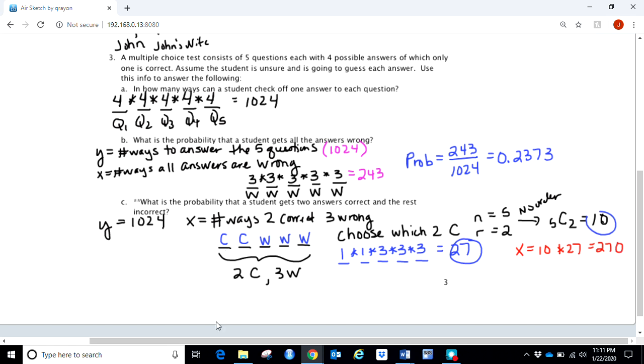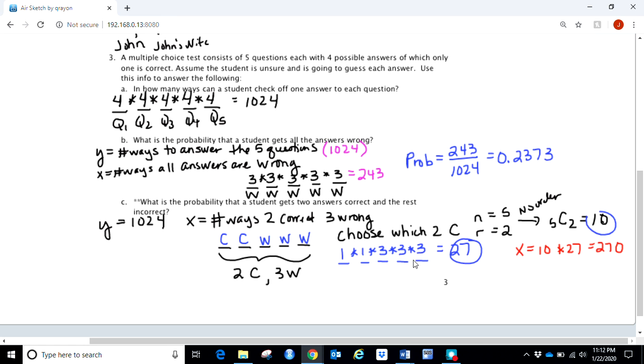Now I want to pause here and explain again why this down here is not the answer for our x. As soon as I put 1 times 1 times 3 times 3 times 3, here is the information that I've just communicated to you. I got the first question right, the second question right, the third question wrong, the fourth question wrong, and the fifth question wrong. But it didn't say I had to get the first 2 questions right. So what this 10 is doing for me is figuring out how many different ways I can arrange these 2 1s and these 3 3s that I have without me actually having to list them out.